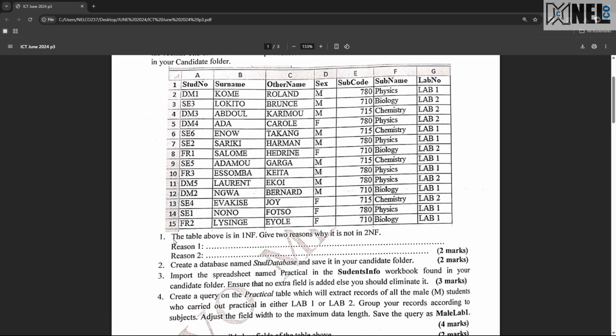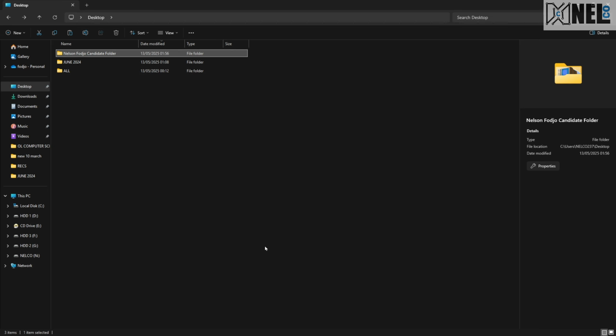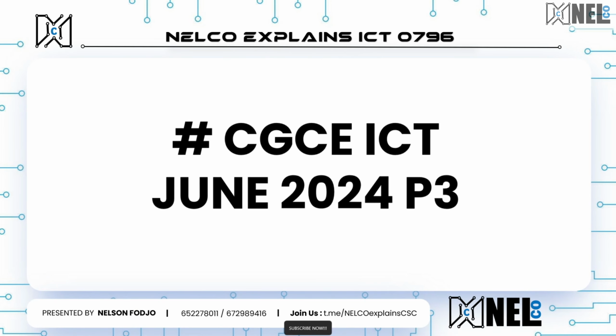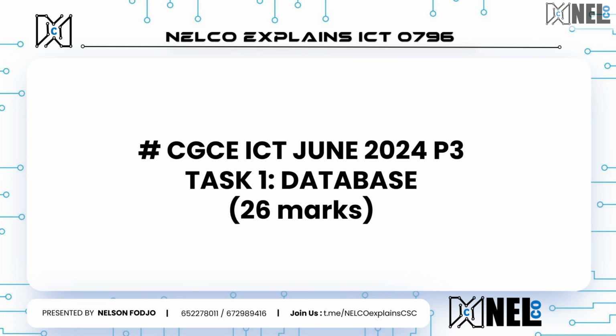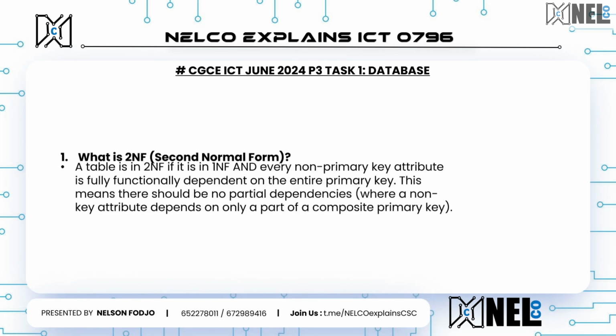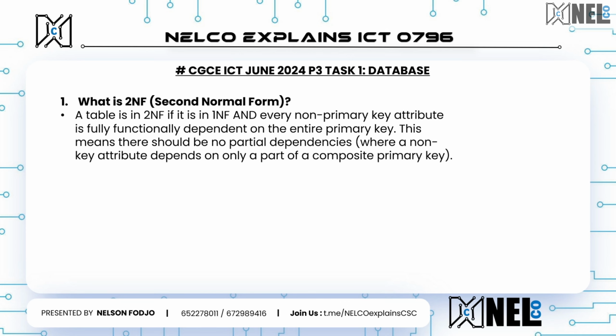So here they say the table above is in first normal form. Give 2 reasons why it is not in second normal form. Alright, we're going to look through those reasons. So we're actually going through the task 1 database, which is 26 marks in total. Alright, so let's first understand what second normal form is.